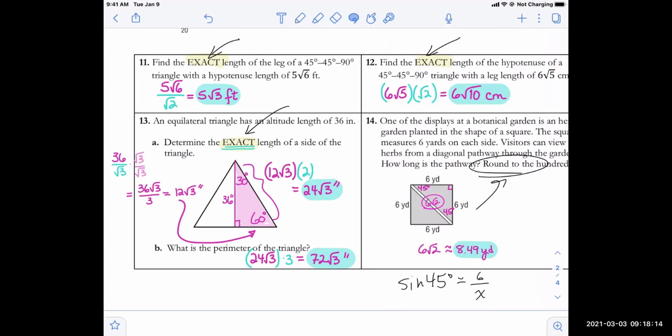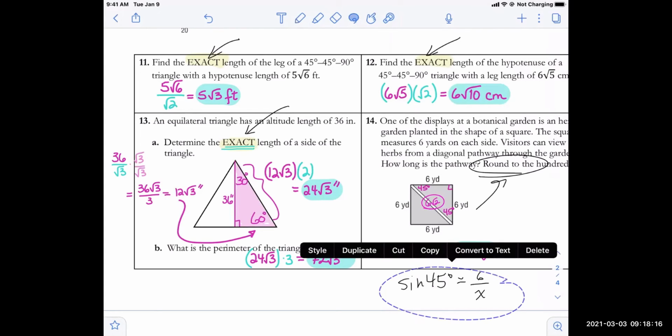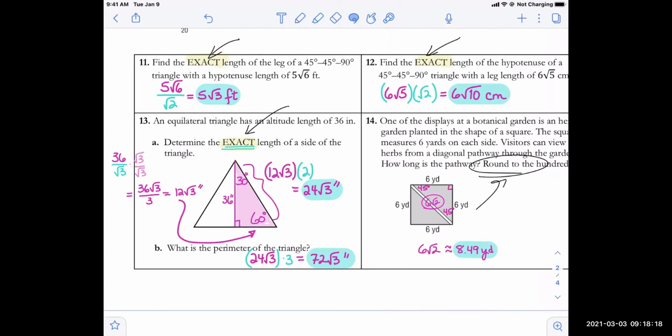When it says exact and simplified, that means either, so like this one, if I wanted an exact value here, you could either do the 45-45-90 and give me 6√2, or you could do the Pythagorean theorem and simplify it down to 6√2, but you wouldn't do the rounding at the end, and you couldn't do trig if I wanted an exact value.